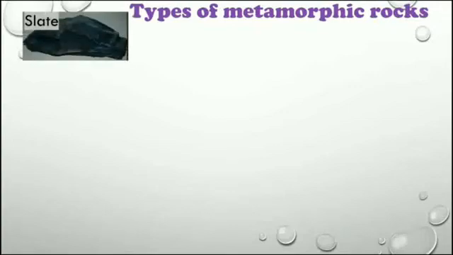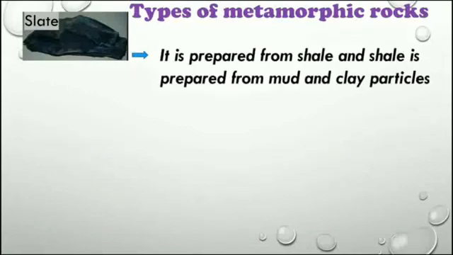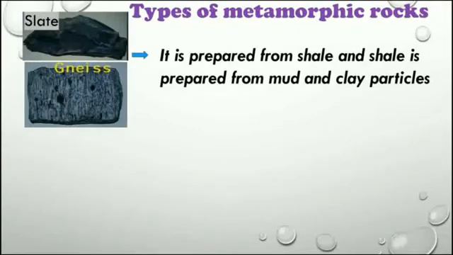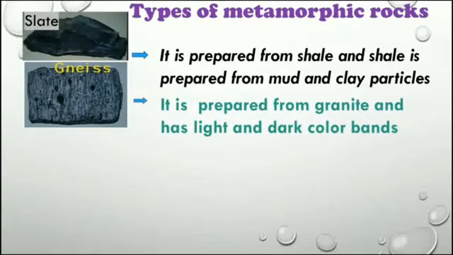First, that is slate. It is prepared from shale, from the mud and clay particles. Next is gneiss. Gneiss is prepared from granite, which is one of the commonly used igneous rocks. It has light and dark bands.